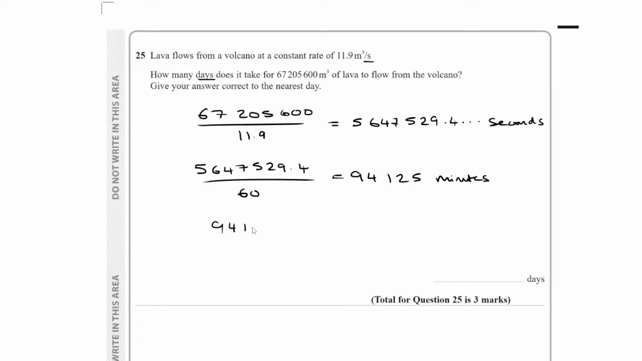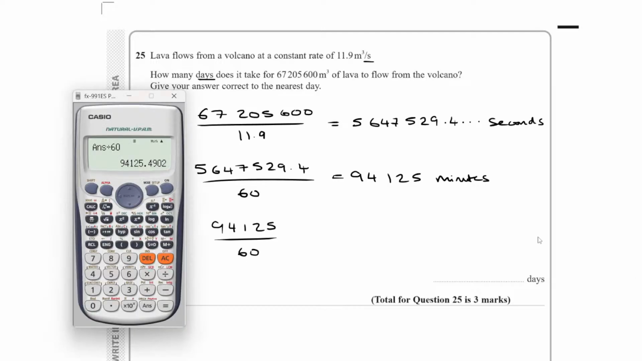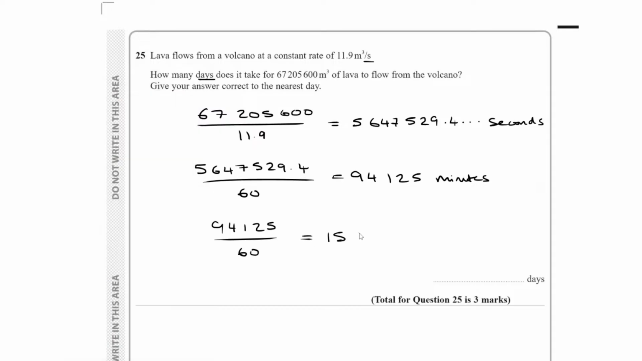Like I said, you don't need to write this all in multiple steps. You can just write it in one big step if you like. So divide by 60 again, because there are obviously 60 minutes in an hour. So this is how many hours we've got: 1,568... obviously dot, dot, dot.